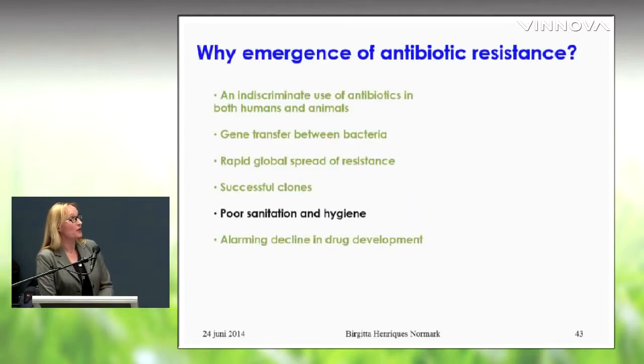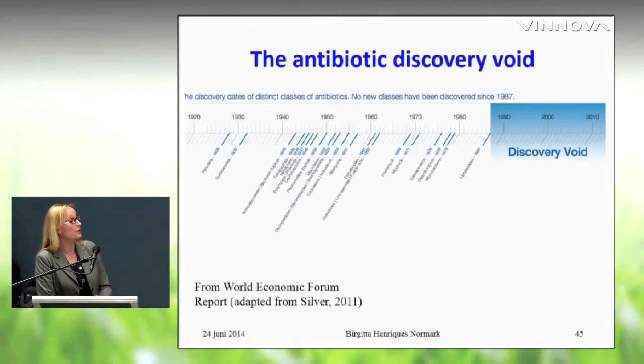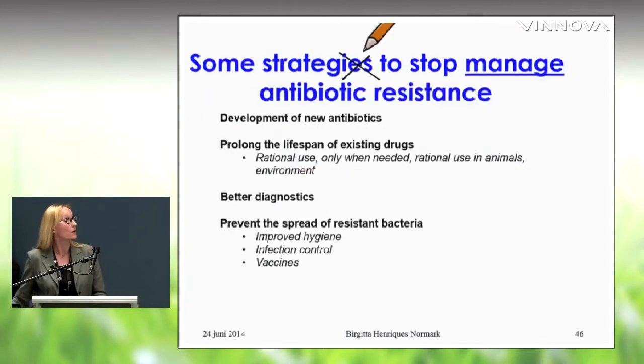Then I just want to mention also, of course, we haven't discussed it so much today, but poor sanitation and poor hygiene is also very important. For example, at hospitals, hand washing is really important to stop the spreading. And then I just want to finish by saying that, as you also heard previously, there is an alarming decline in drug development. We had a lot of new discoveries of drugs between the 1930s and 1990s, but since then very few novel antibiotics have come, and this is really something that we have to reinforce.